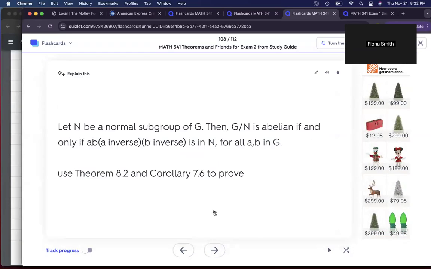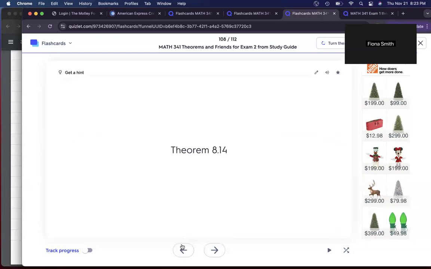Theorem 8.14. Let N be a normal subgroup of G. Then G mod N is abelian if and only if aba inverse b inverse is in N for all a, b in G. And you can use Theorem 8.2 and Corollary 7.6 to prove that. Where Theorem 8.2, let's go back. 8.2.